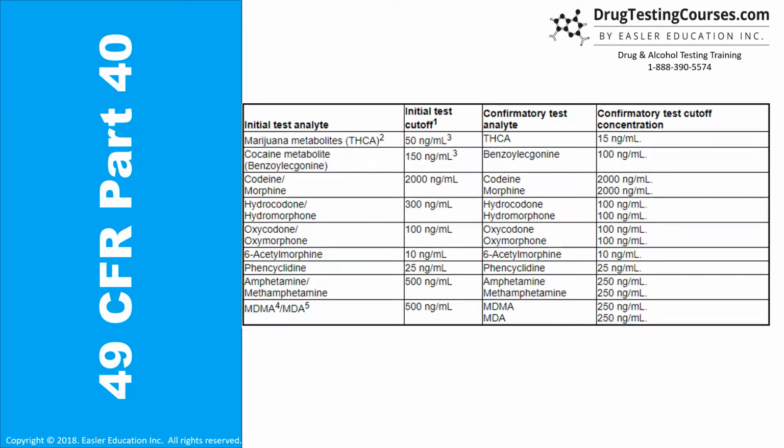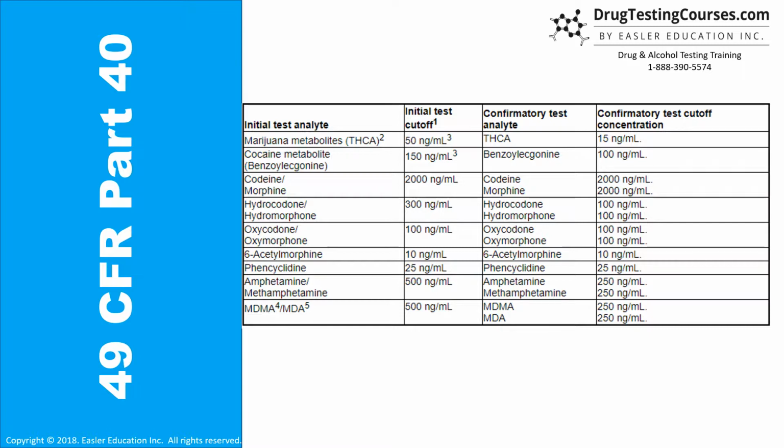Table headers: Initial test analyte, Initial test cutoff (see footnote 1), Confirmatory test analyte, Confirmatory test cutoff concentration. Marijuana metabolites, THCA (see footnote 2), 50 nanograms per milliliter (see footnote 3), THCA, 15 nanograms per milliliter. Cocaine metabolite, benzoylecgonine, 150 nanograms per milliliter (see footnote 3), benzoylecgonine, 100 nanograms per milliliter.